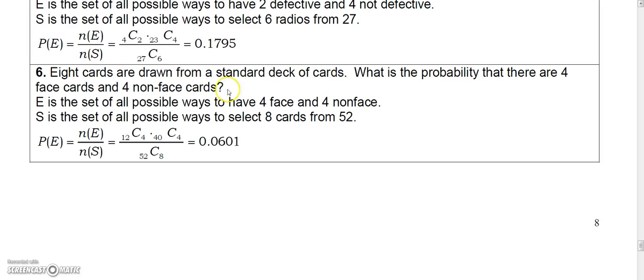What's the probability that there are 4 face cards and 4 non-face cards? Well, again, we're drawing 8 cards out of 52, so the total number of samples possible would be 52 choose 8, so that would be your denominator. And then you want to know how many of those samples would have 4 face cards and 4 non-face cards.